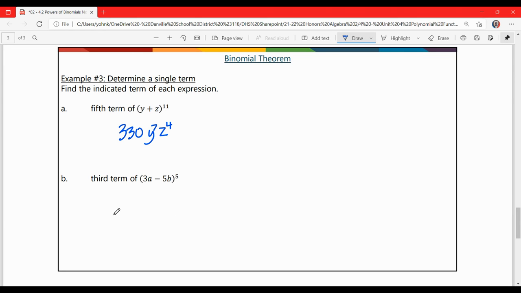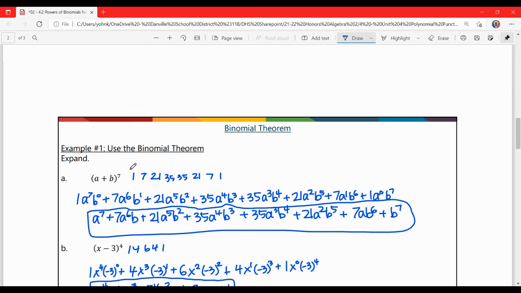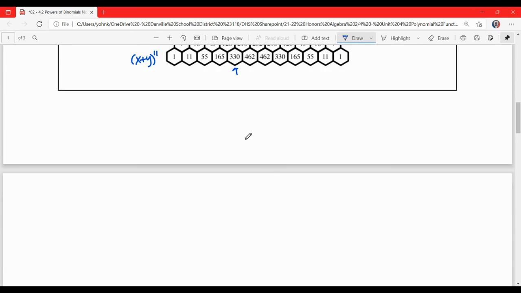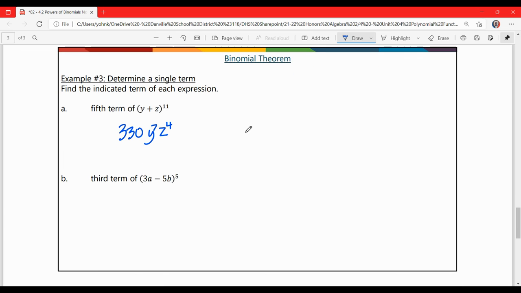All right. If I do letter B, I want the third term of 3a minus 5b to the fifth. Okay, so let's go to the fifth row and find the third term to get the coefficient. Fifth row, third term. Fifth row, 1, 2, 3. It's a 10. Fifth row, third term is a 10. So I have 10. Then if I have to the fifth power, I have 6 terms. 6 minus 3 is third.